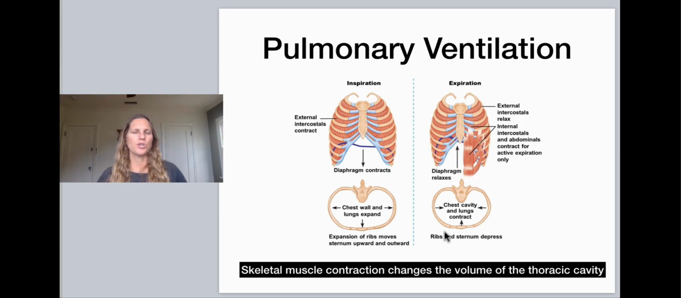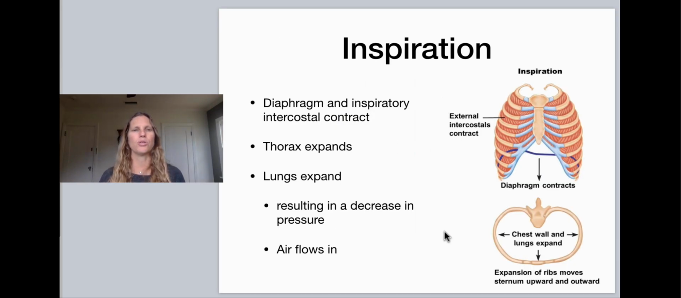When you expire, the diaphragm relaxes, the external intercostals relax, and the internal intercostals and the abdominal muscles will contract a bit, and that will kind of push the rib cage back down and force air out when the diaphragm kind of recoils back up like to a U shape. So the contraction of the skeletal muscles change the volume of the thoracic cavity. So in order for us to be able to do this, to breathe, to ventilate, we have to have control of those skeletal muscles. So here's another one.